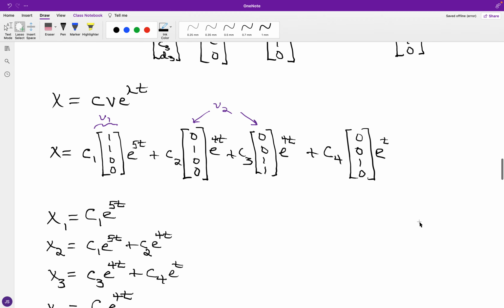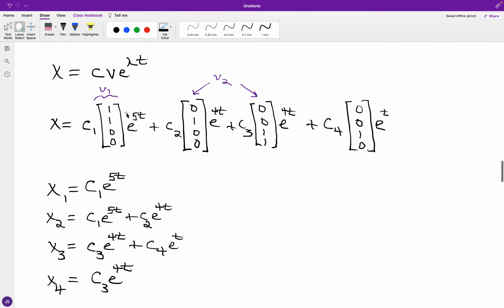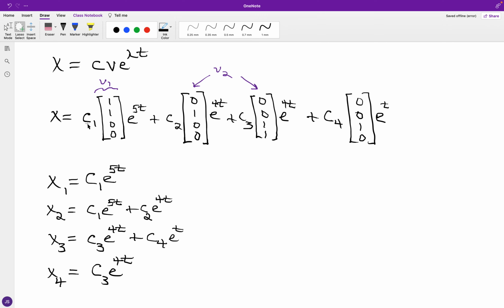Looking at it layer by layer. For x sub 1, looking at the top row, we have only c sub 1 times e to the 5t. For x sub 2, we have c sub 1 e to the 5t plus c sub 2 e to the 4t, and everything else is negligible. For x sub 3, we have nothing for e to the 5t, and in the first half nothing for e to the 4t, but in the second half we have c sub 3 e to the 4t, plus c sub 4 e to the t.